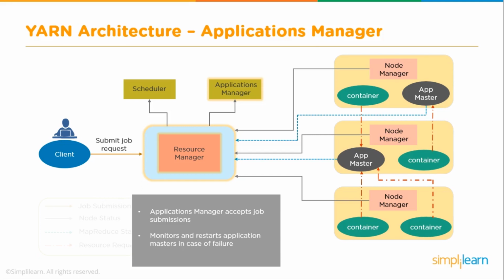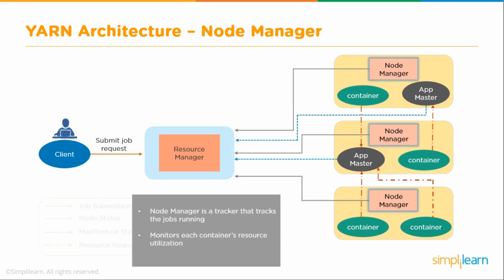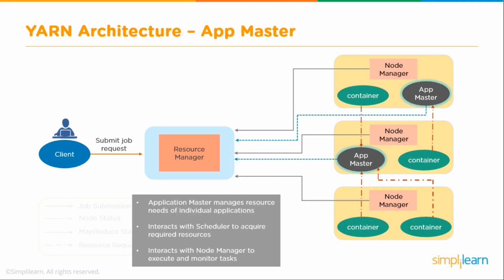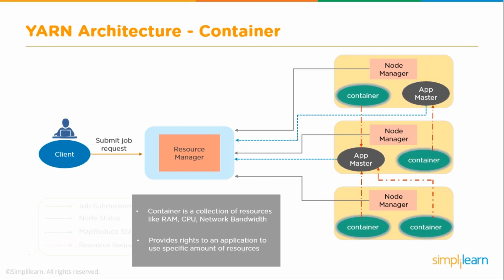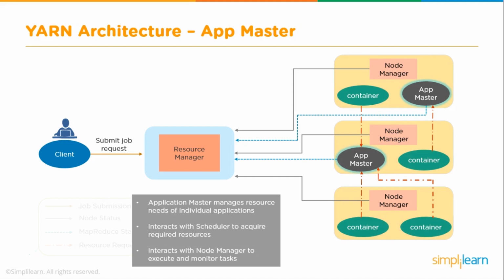Now what is application master doing here? So as I mentioned, your node manager is a tracker that tracks the jobs running, monitors each container's resource utilization. So here we are talking about two terms. One is app master, one is container. So what is an application master? How does it work? What is a container? So to begin with, let's look into this.